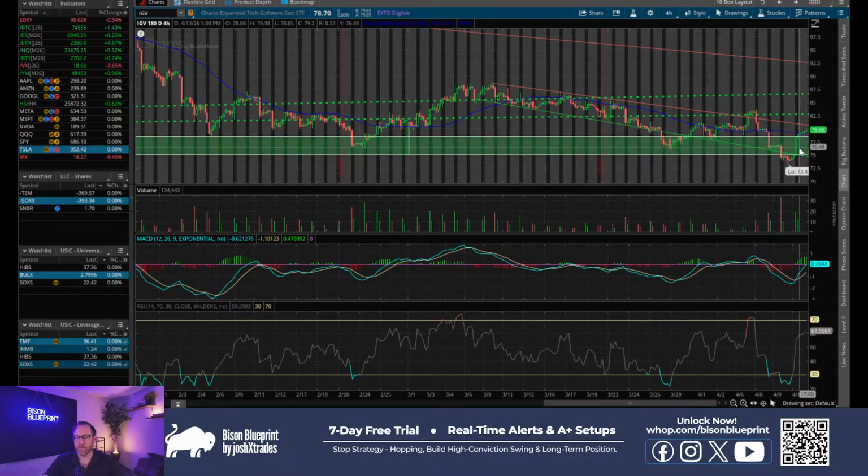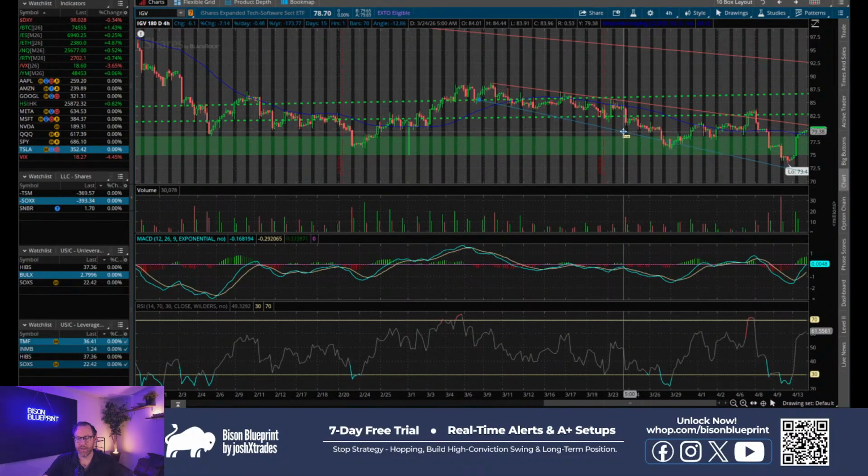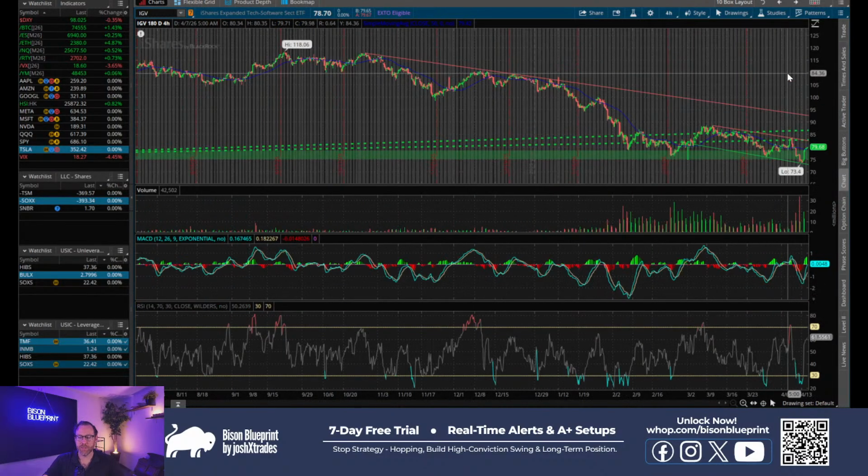So looking for this to break above this trend here, these kind of need to be updated a bit to really reflect what these channels are looking like. So here, that's a little bit more accurate. And then maybe here. So once we get above 82.5, this can really start to squeeze.